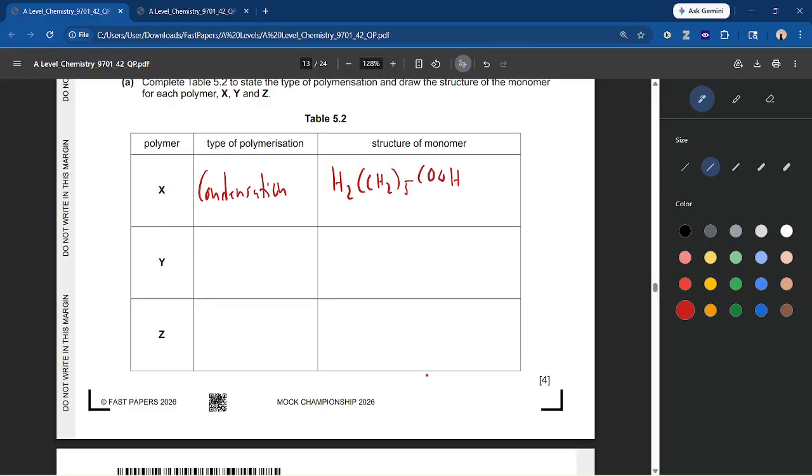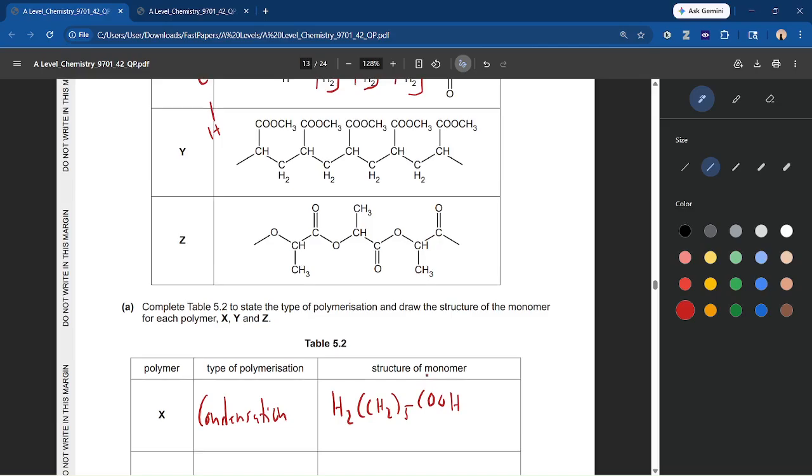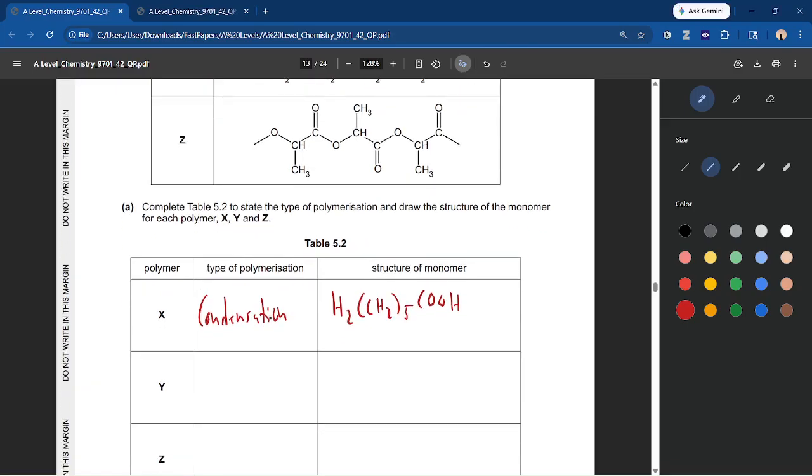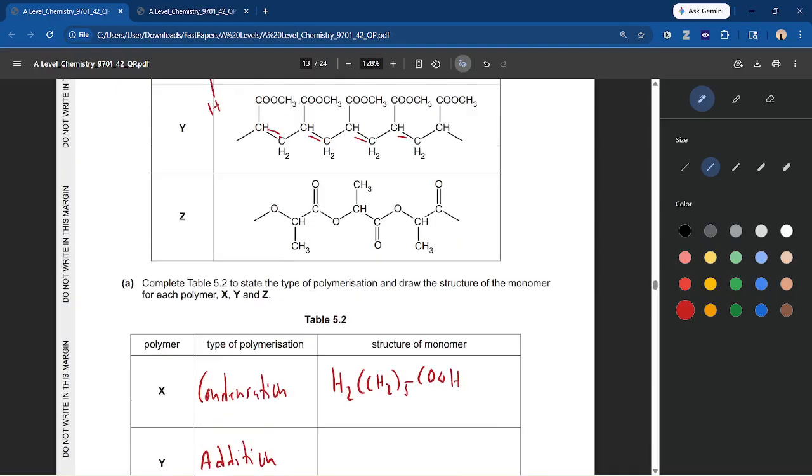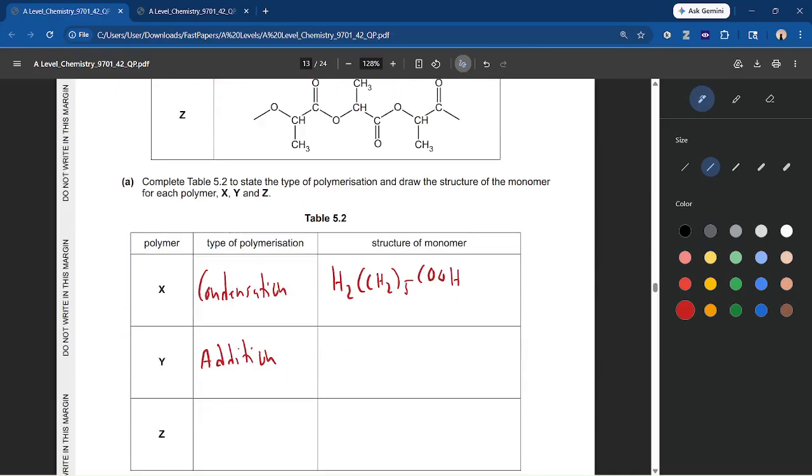Y. So it's all carbons, right? So you can safely assume that these have double bonds with each other. So this will be addition. And for the monomer, it's going to be CH2 double bond CHCOOCH3, CHCOOCH3.